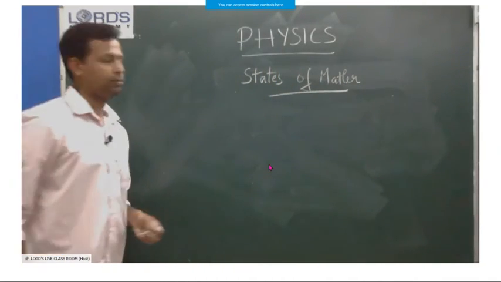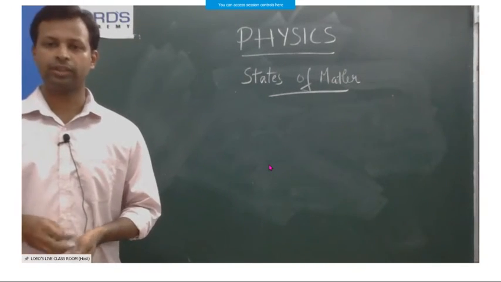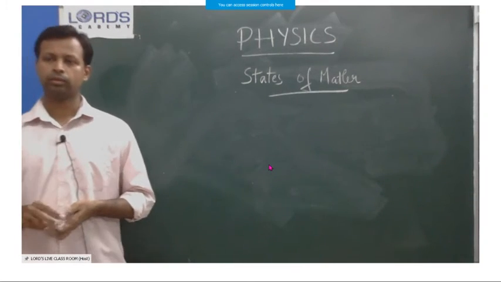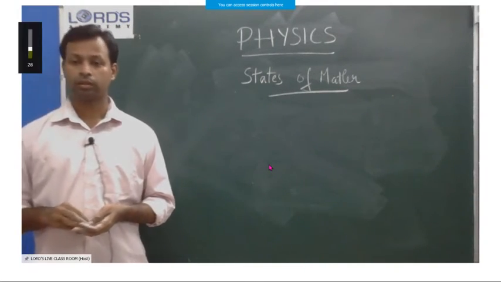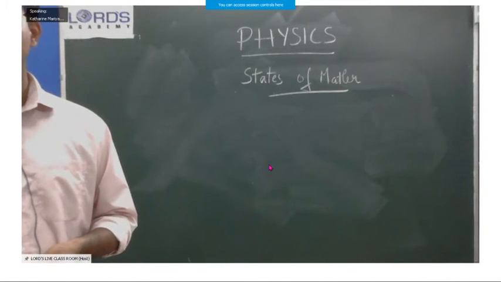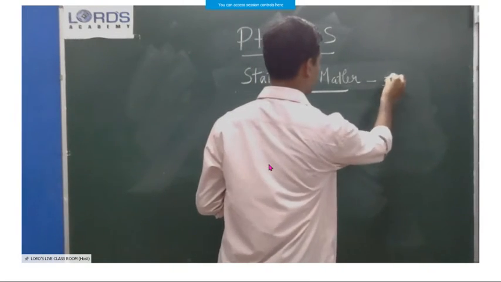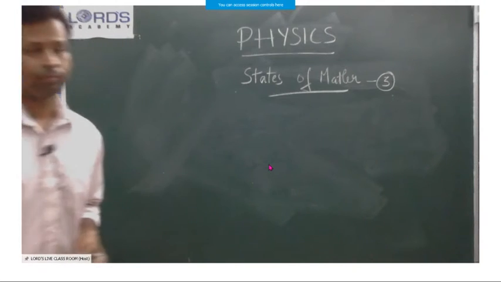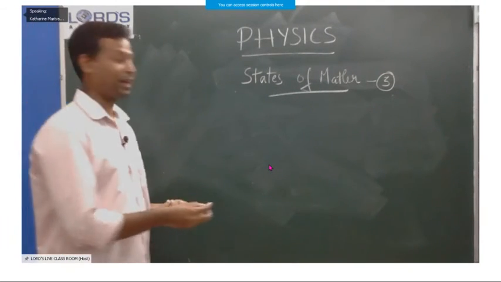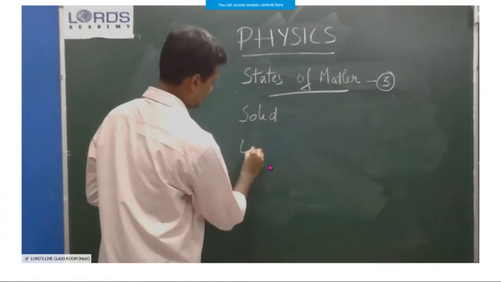States of matter. Can anybody of you tell me what the states of matter are? At least how many states of matter are there? Okay, 3 states of matter. That's the right answer. Can you continue to say what they are? Okay, solid, liquid and gas. Okay, fine.